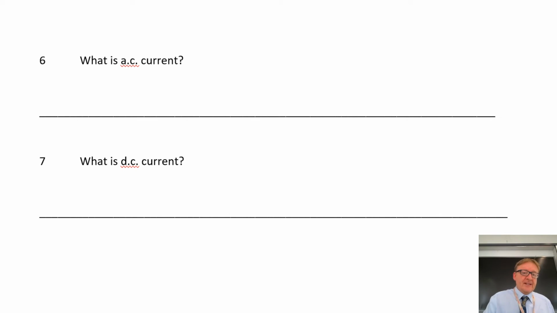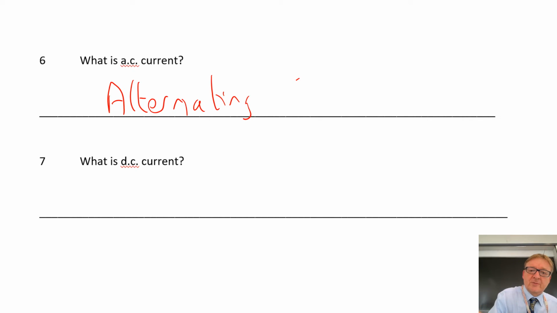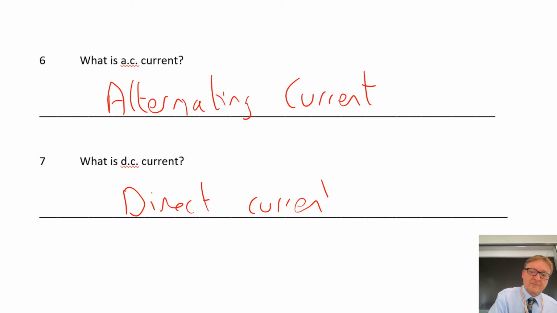What is AC current and DC current? AC is alternating current, which means it goes backwards and forwards approximately 50 odd times a second in English electricity. And DC is direct current.